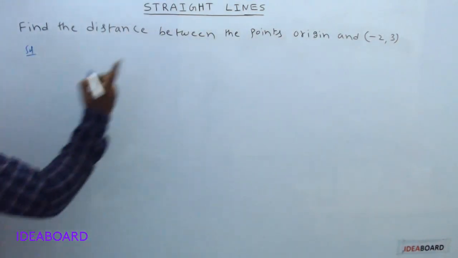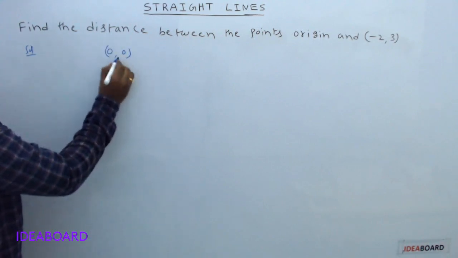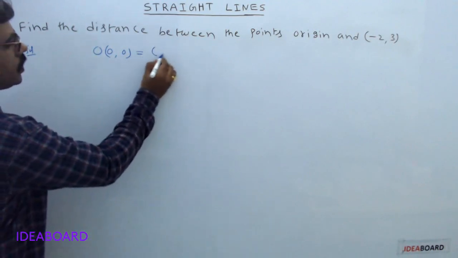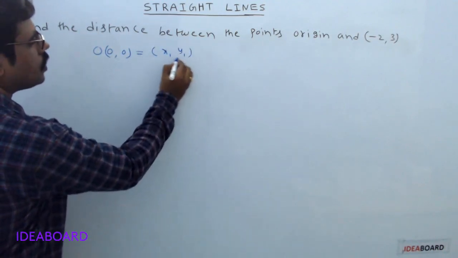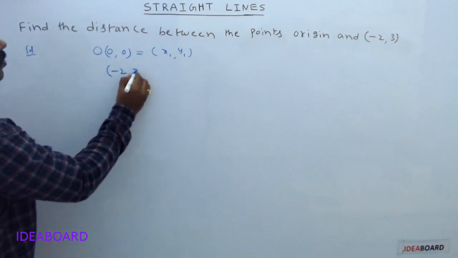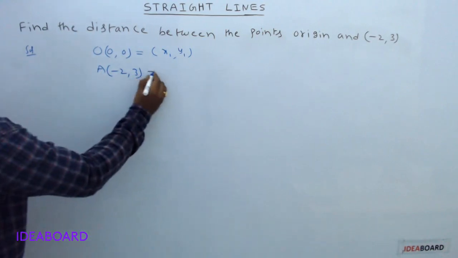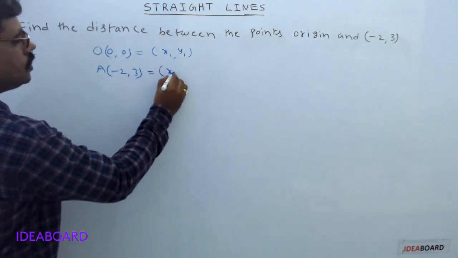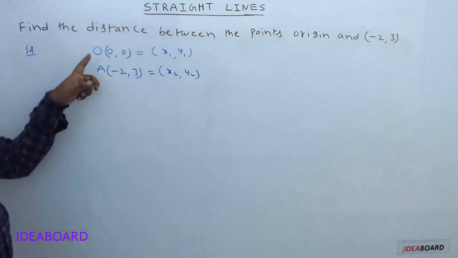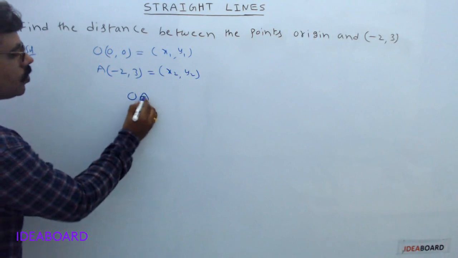Come to the solution. What is the first point? Origin, that is nothing but (0, 0). It is denoted with the letter O. So take this point as (x1, y1). What is the other point? (Minus 2, 3). Denote this point with A and take these coordinates as (x2, y2). The distance between the points O and A is denoted by OA.